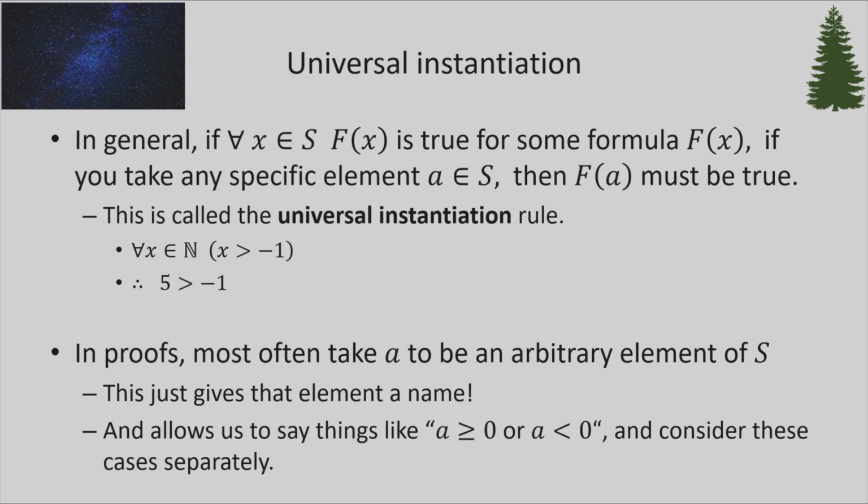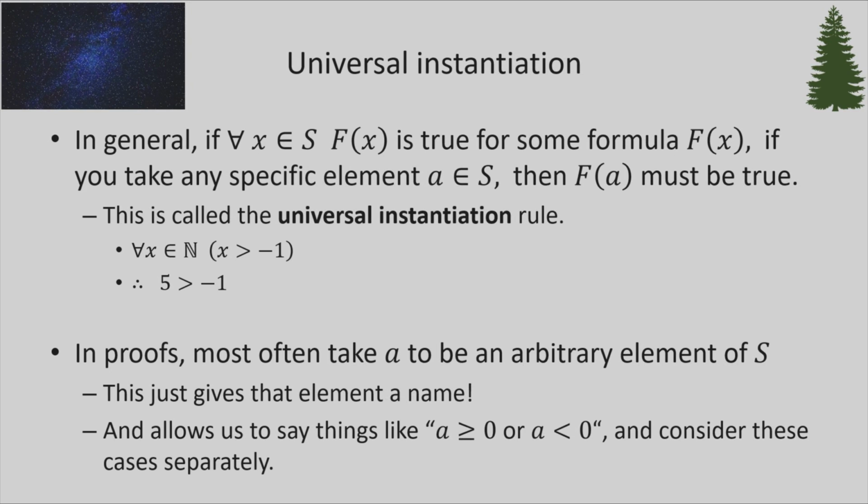In most cases, you're going to see something like, let A be an arbitrary element of S. Just giving it a name. But in this case, A can stand for any element of S, not just that specific element that must exist because of the existential quantifier.